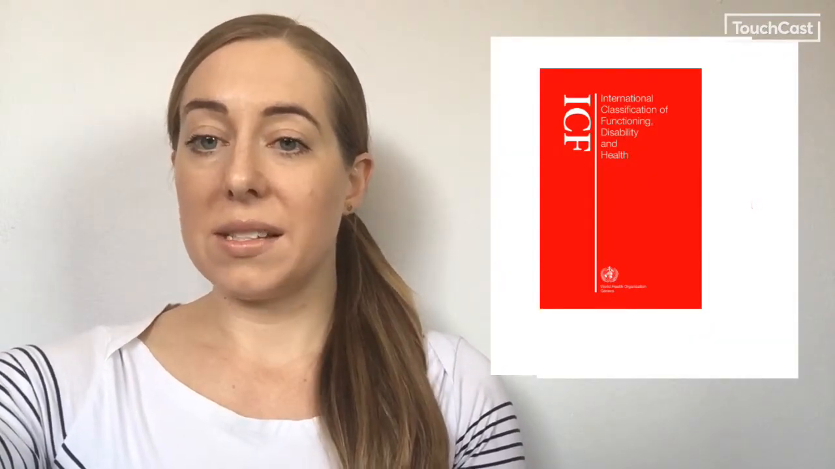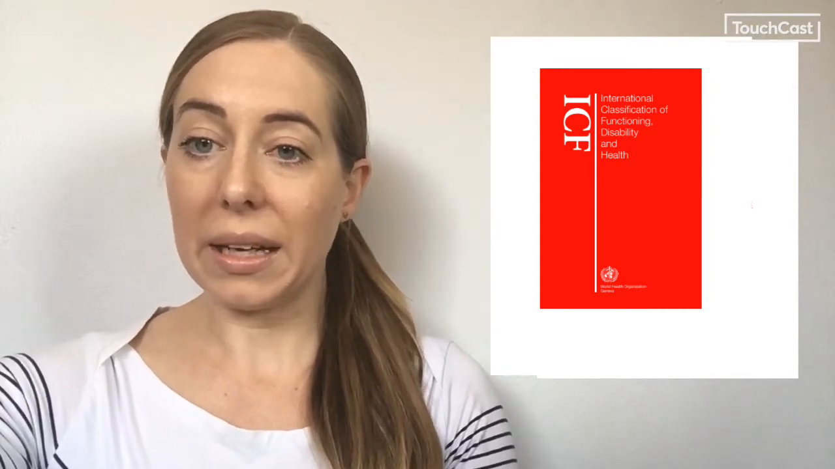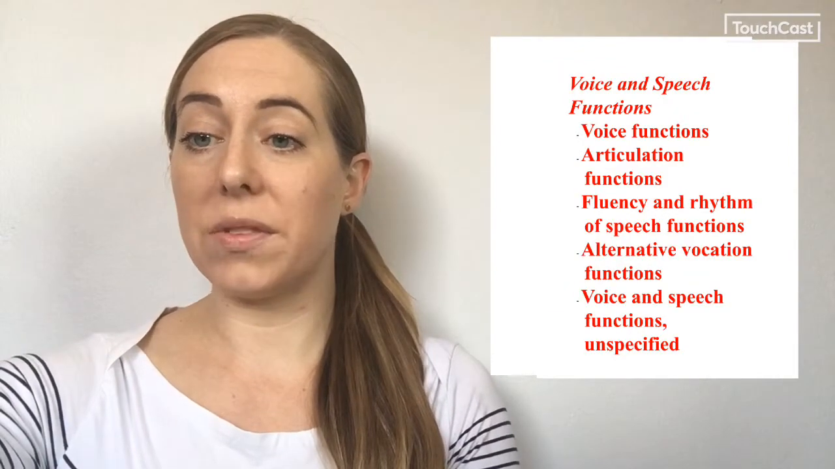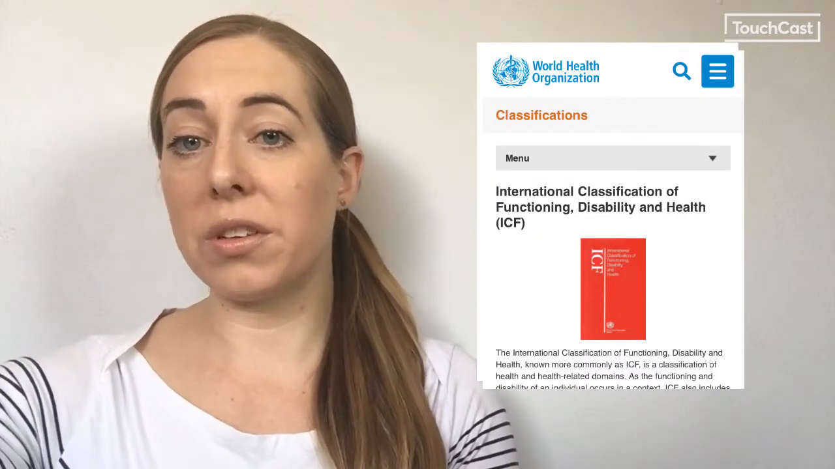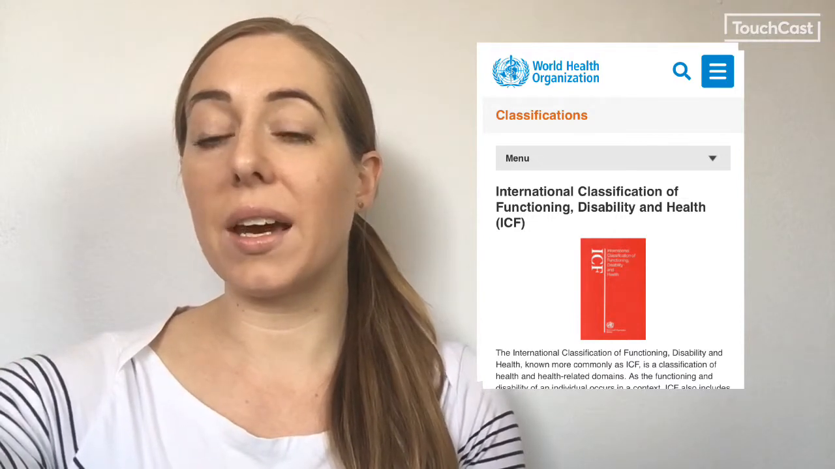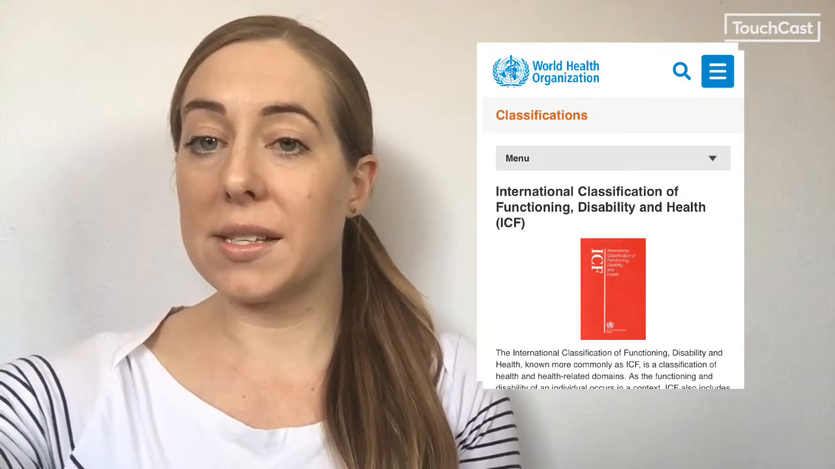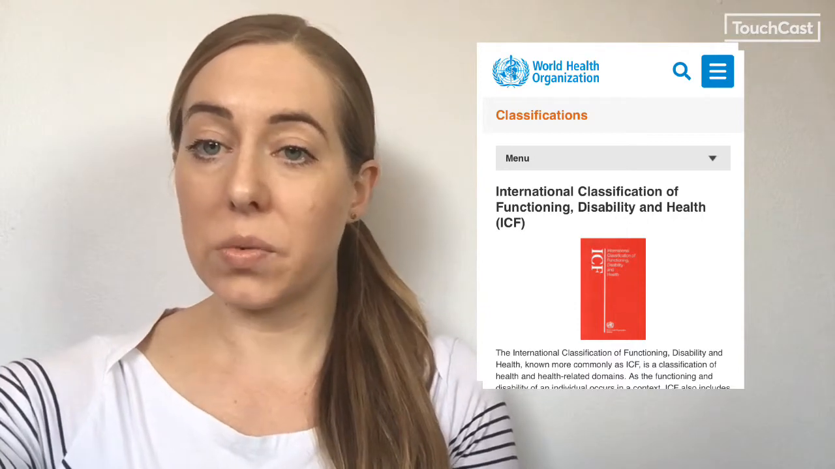The ICF is the World Health Organization's framework for measuring health and disability at both an individual and population level and provides a standardized framework for the description of health and health-related domains. The ICF's emphasis is on health and functioning rather than on disability, and its model is based on the biopsychosocial model and provides definitions for voice and speech functions. Using the ICF framework allows a speech pathologist to set goals with an individual and/or their caregivers. For more information on the ICF, please visit the World Health Organization's website.